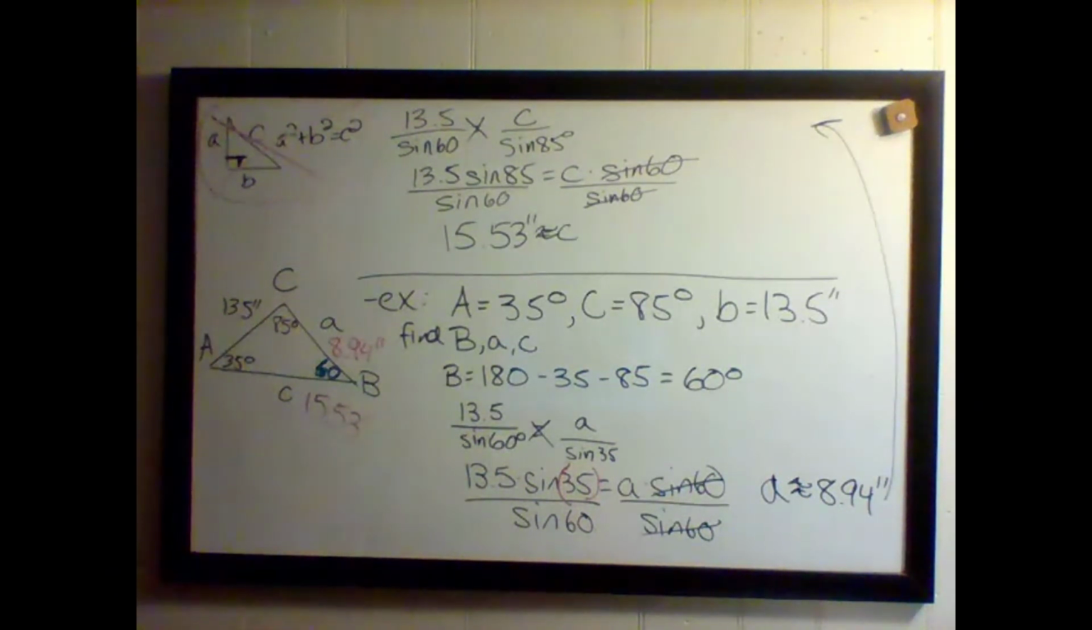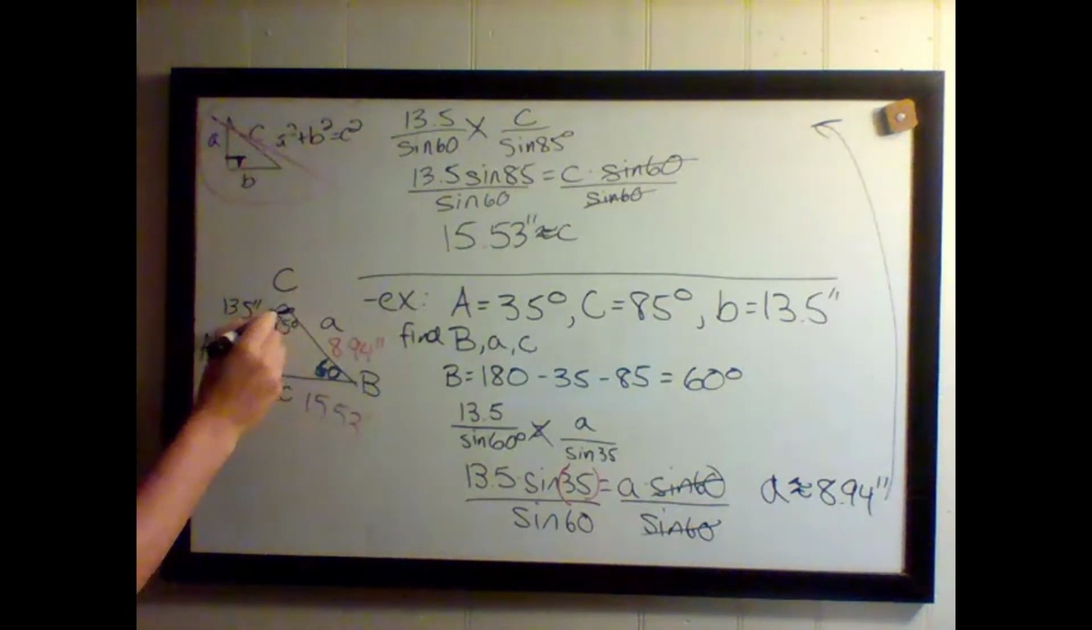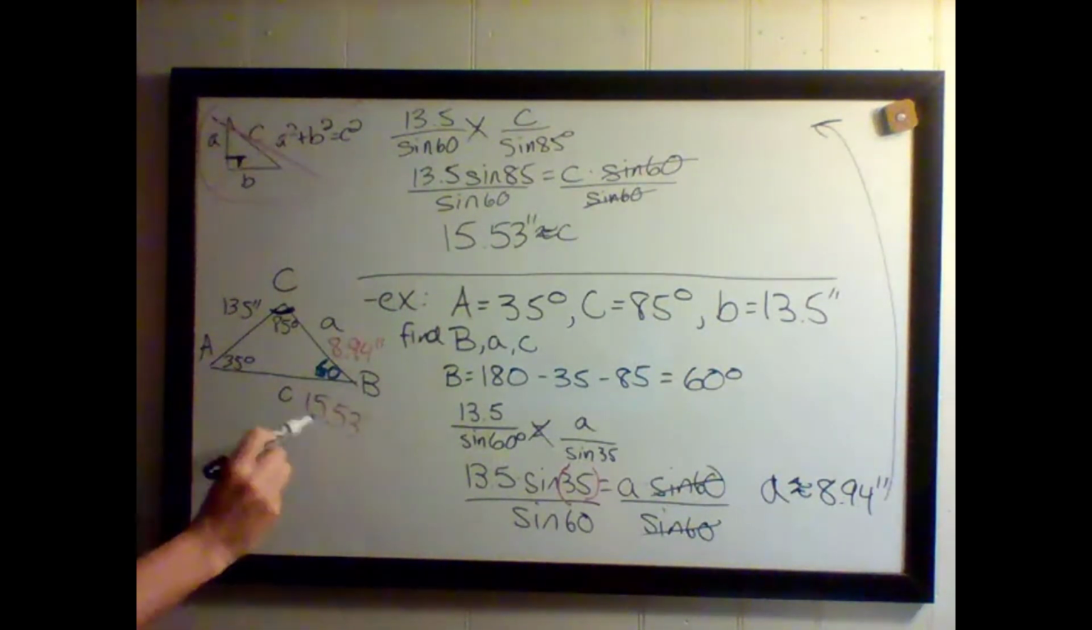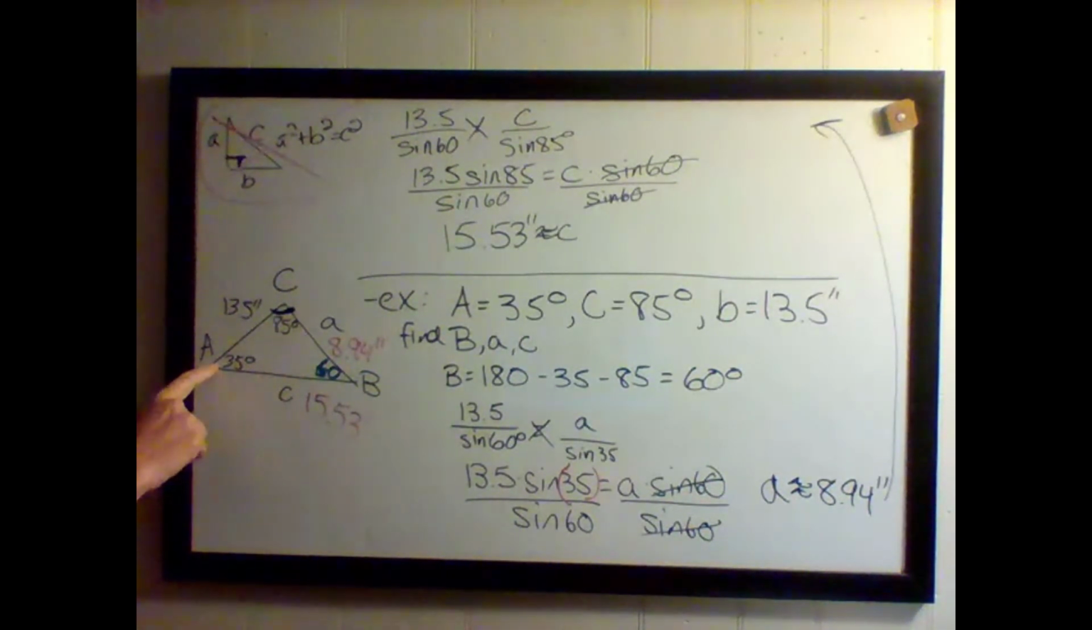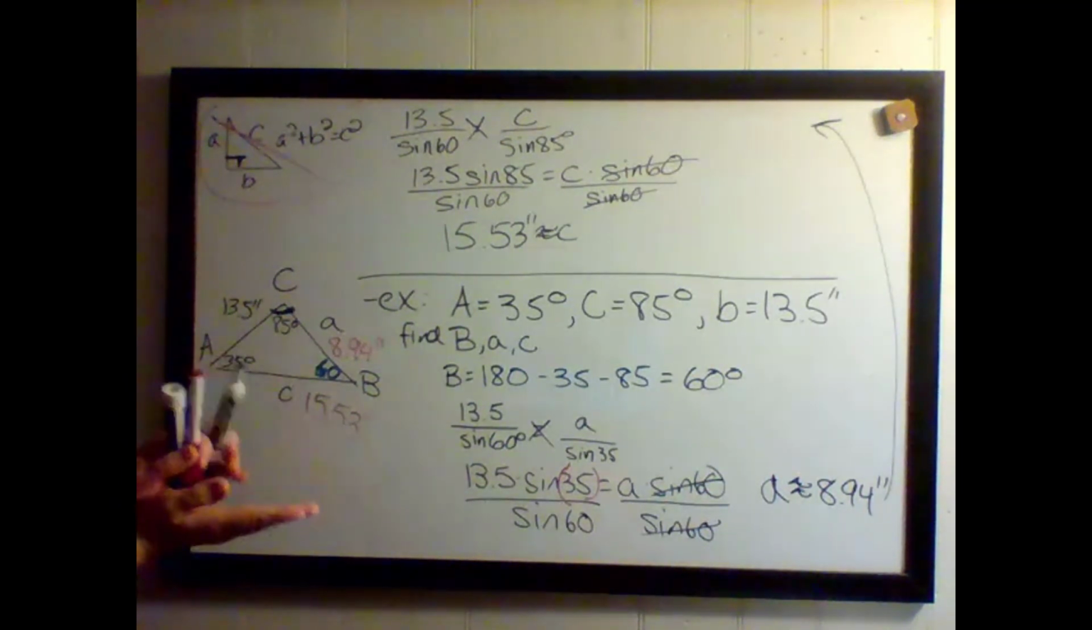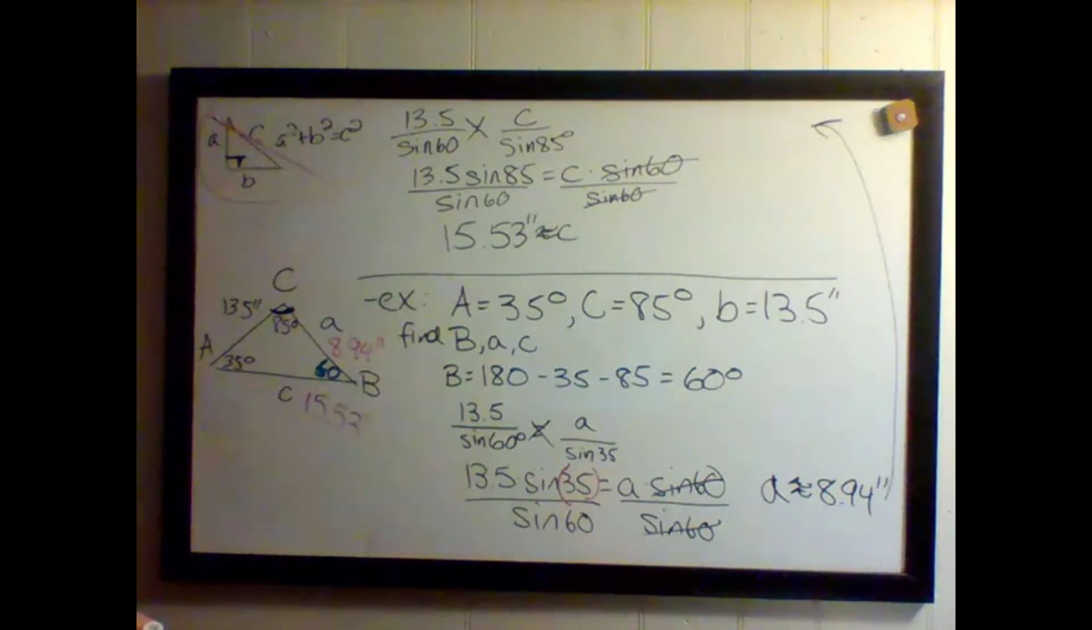Okay, so let's go around and see if this makes sense. The biggest angle, in this case C, should be across from the biggest side, which it looks like it is. 15.53 is the biggest side. The smallest angle, 35 degrees, should be across from the smallest side. Smallest opening is going to mean the smallest side across from it. So that is a good estimate check to see if everything worked out.